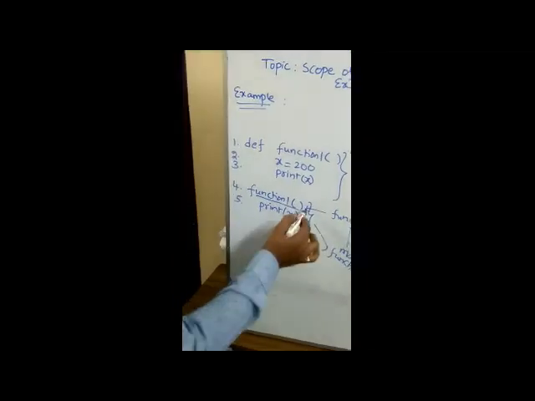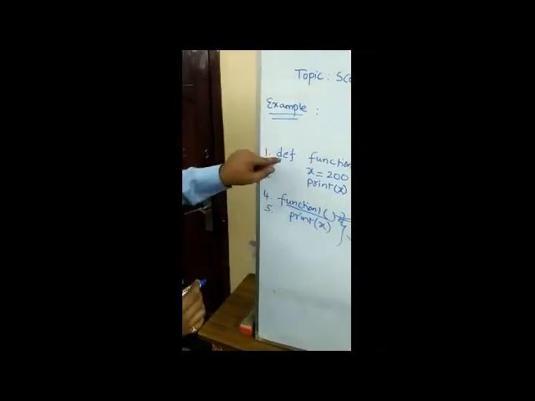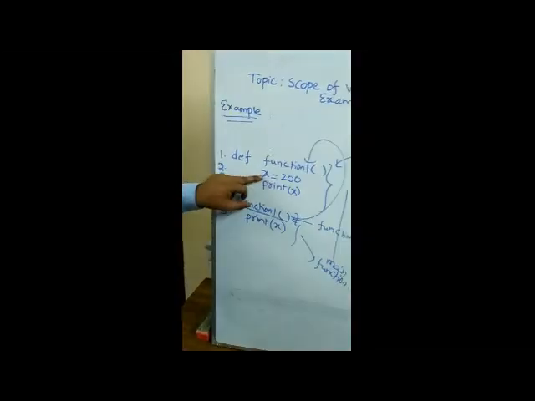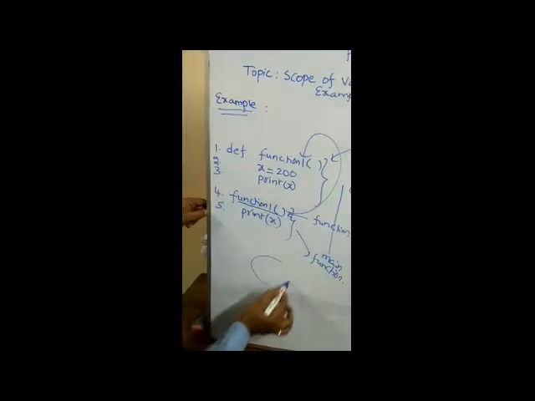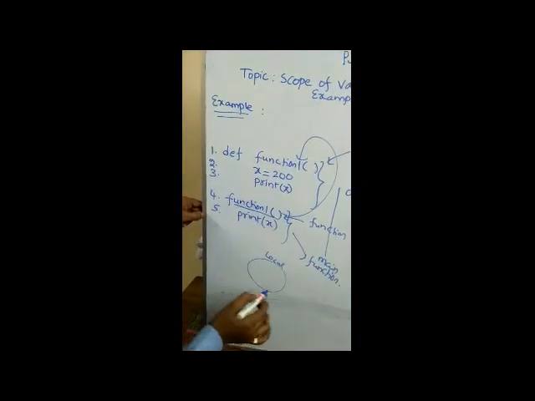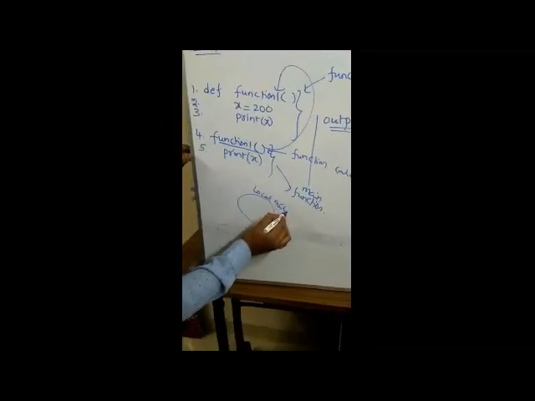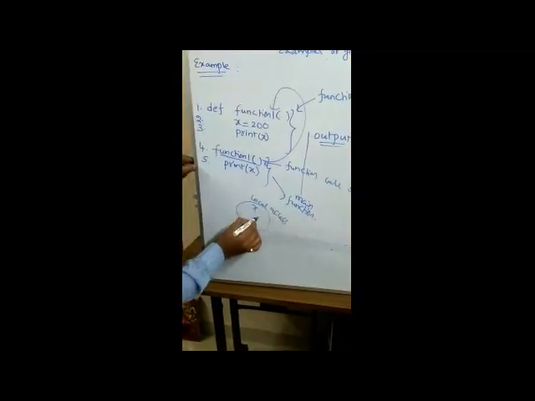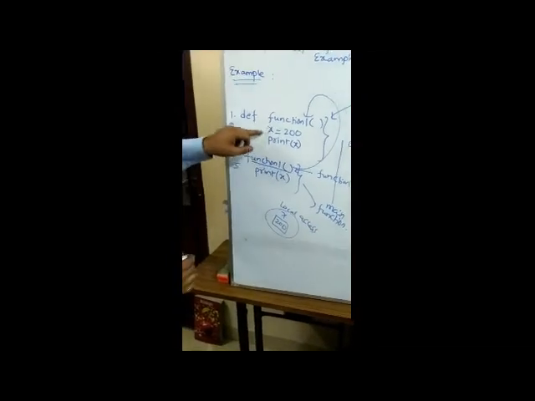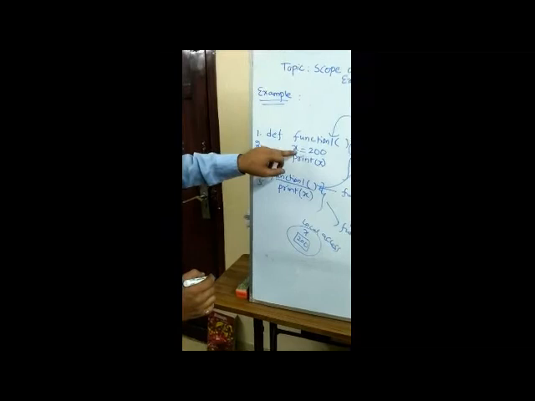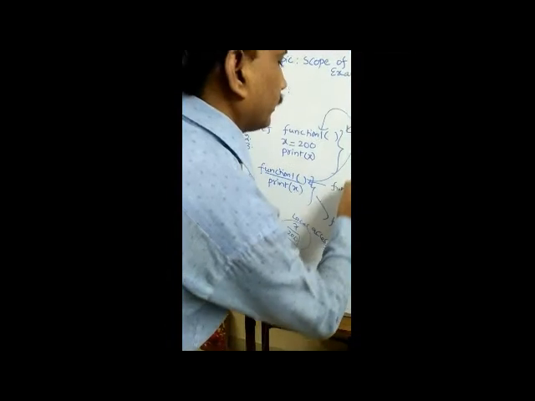So when the function call statement is executed, control immediately goes to this def statement, and then to x is equal to 200. This is local variable access. Here x is created with the value 200. Then the next statement, print of x, prints x. X is equal to 200. See here, the output is 200.